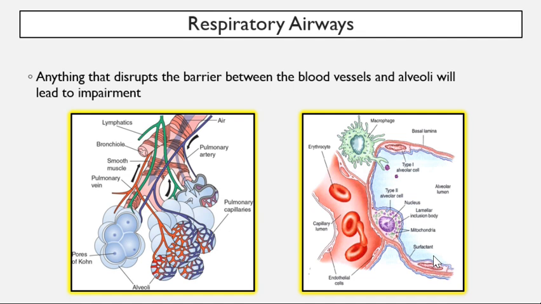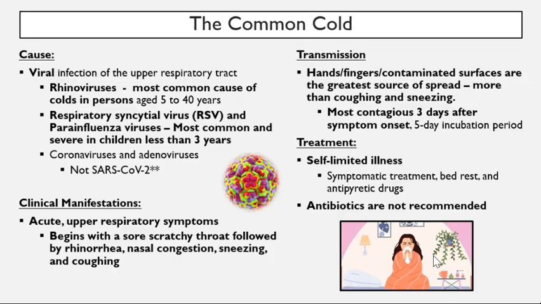One important thing is that, as we talked about last lecture, you need proper airflow and proper blood flow. But another thing is that you also have this barrier in between the alveoli and the blood. If anything's blocking that, that's also going to obviously impede your gas exchange. So anything that disrupts the barrier between the blood vessel and the alveoli will lead to impairment.